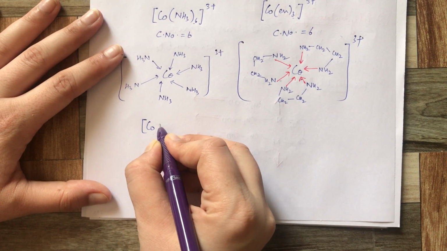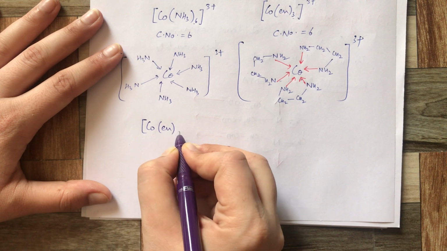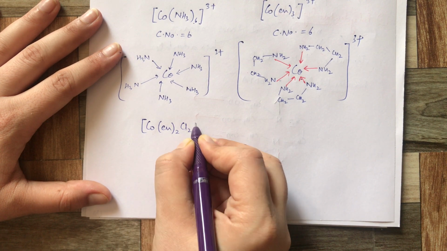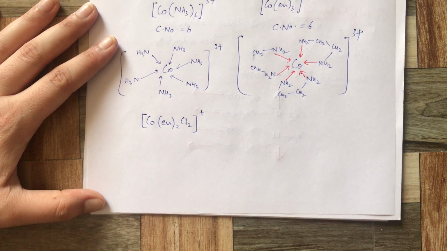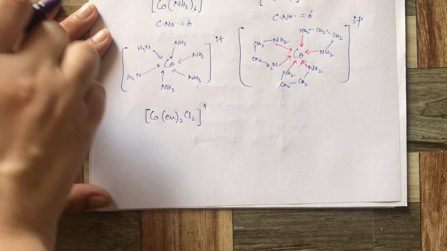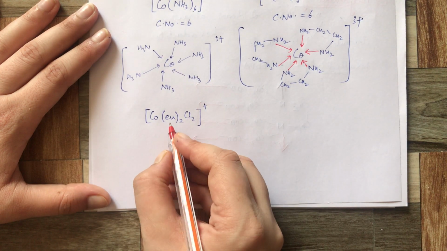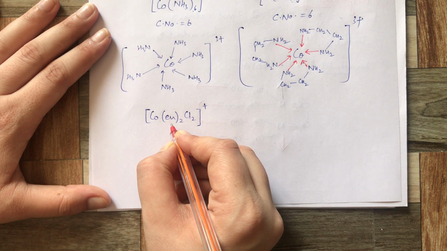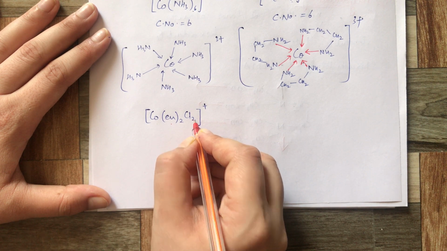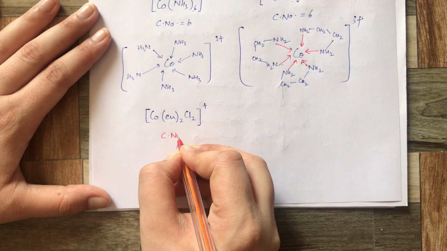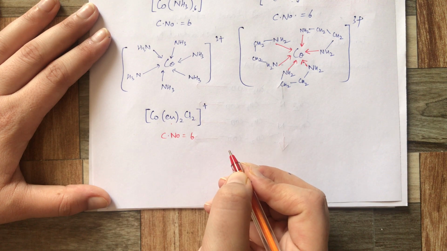Suppose we have this. What will be the coordination number? See, this en is a bidentate ligand. So it has 2 into 2, that is 4, and this is a unidentate ligand, that makes 6. So the coordination number will be 6. So you have to see.